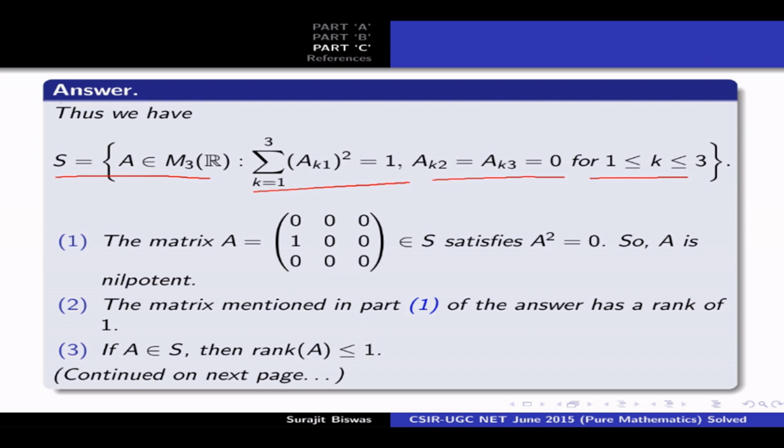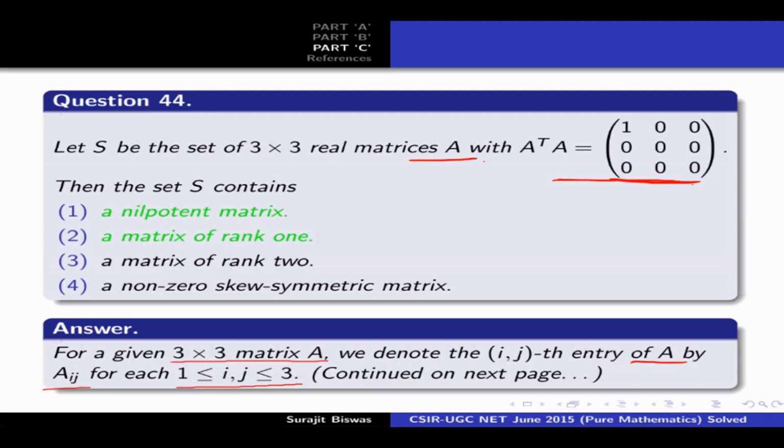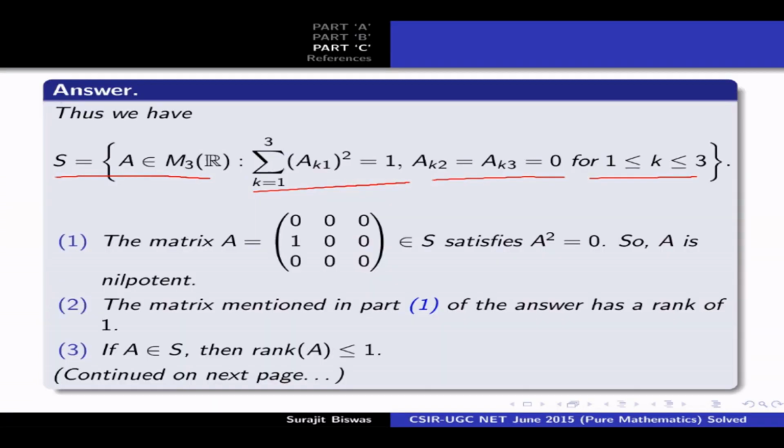Now we verify the first option. So what is the first option? The set S contains a nilpotent matrix. If we consider this matrix, 0 0 0, 1 0 0, and 0 0 0, where only this entry is 1, then this belongs to S by this characterization, and we can show that A squared equal to 0. So A is nilpotent.